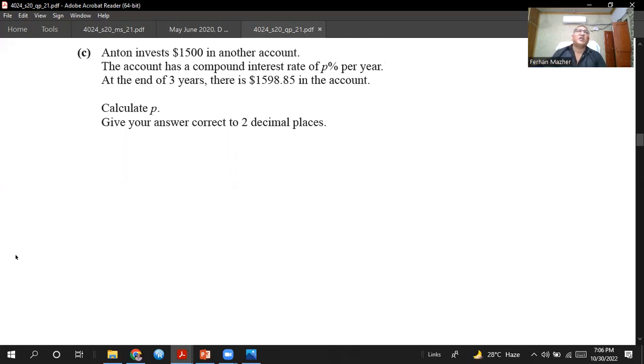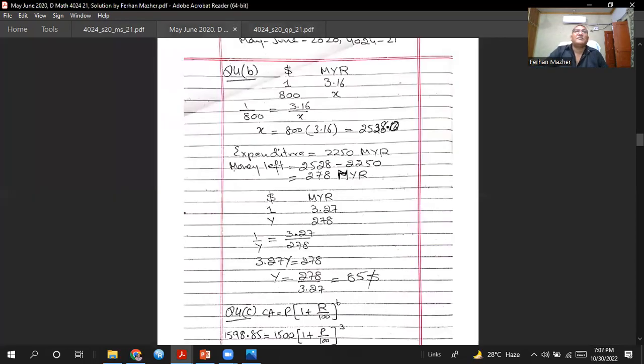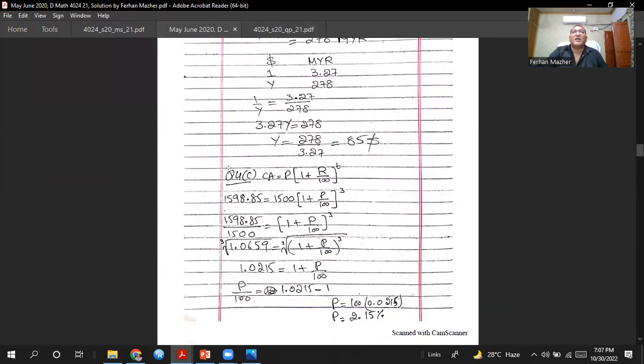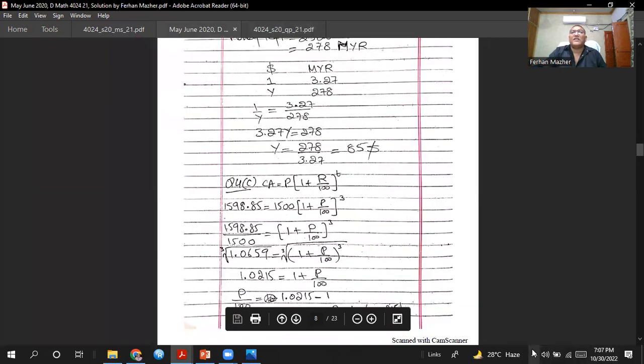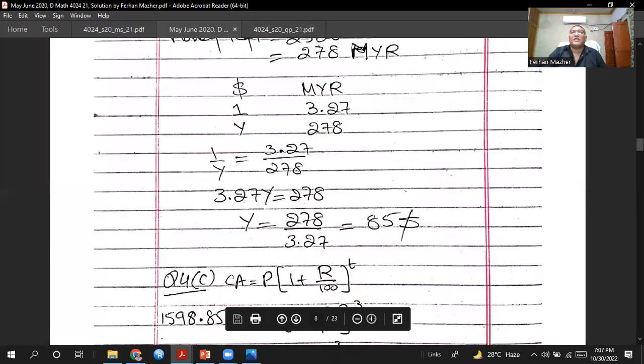You see the principal amount is $1,500. The compounded amount is $1,598.85. The rate of interest is P% per year. The time duration is 3 years, so the compounding periods are also 3. And so we want to find out the rate of interest, the value of this P. Very simple. I will write the formula of the compounded amount.